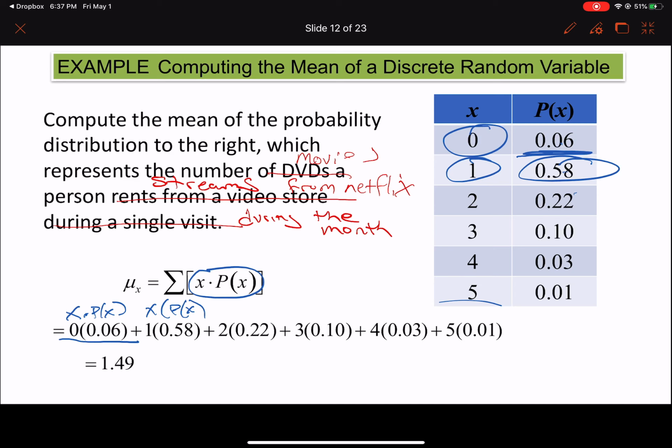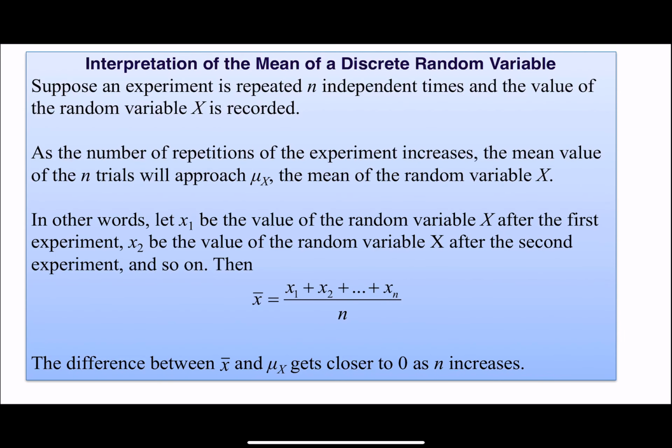So the mean of this is 1.49. That means that the average number of movies that people stream every month, based on this, is 1.49. That's what the mean of this discrete random variable means.